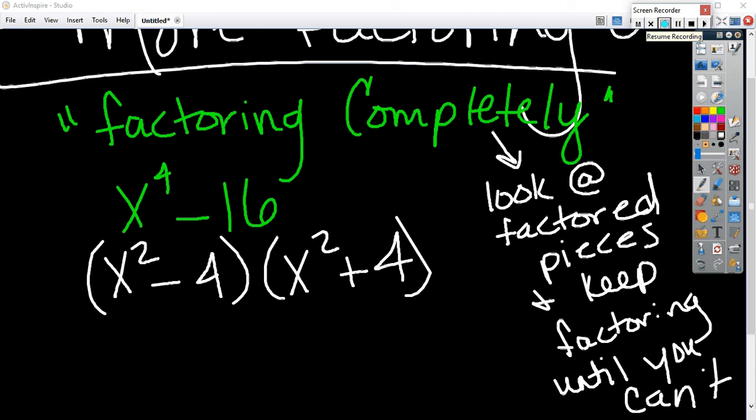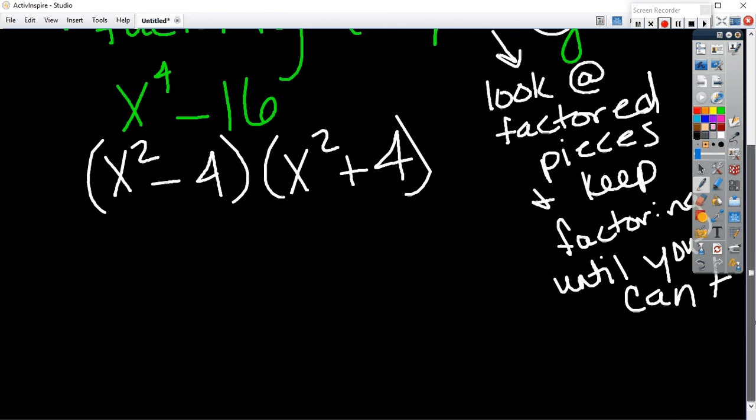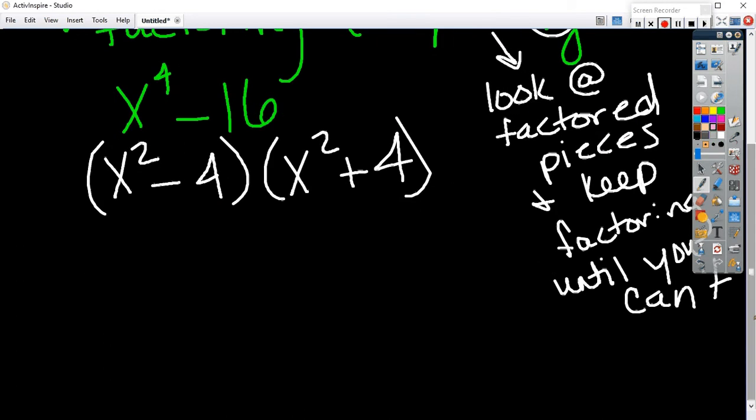So looking at these two pieces, do you see anything else that I can do? Square the 4 with the square. I see another. Look at this. If this is a difference of two squares, guys, pay attention. This is also a difference of two squares. Do you see that? Yes. Two perfect squares separated by a subtraction sign. How do you break that down? X minus 2, X plus 2.